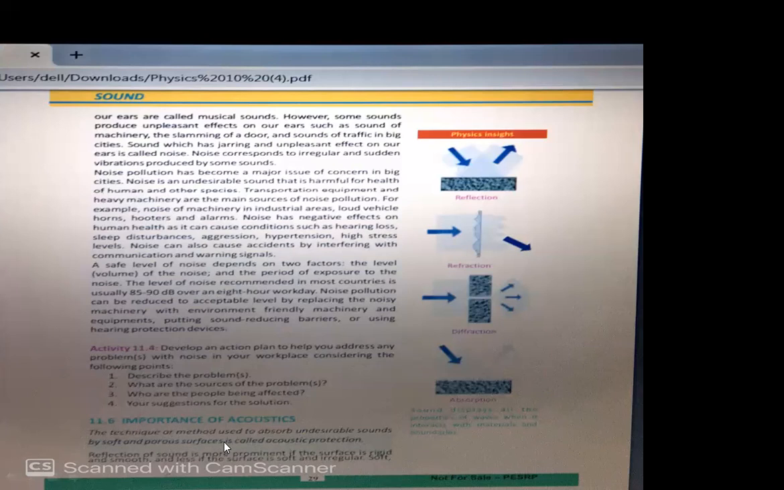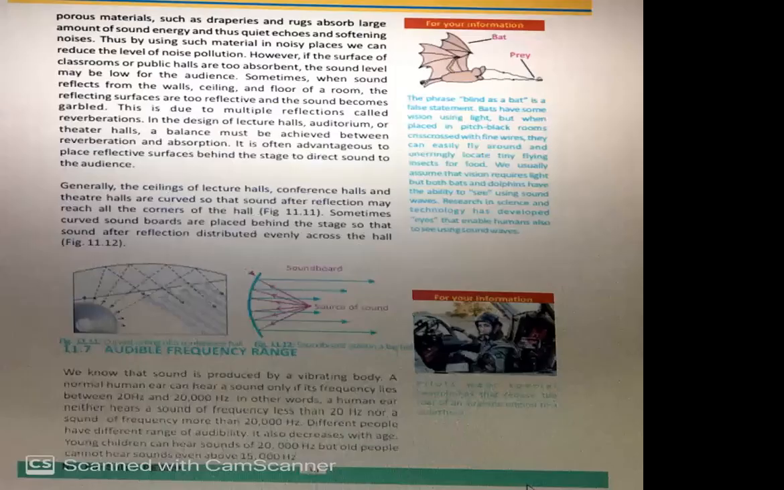This is a technique or method used to absorb undesirable sound by soft and porous material, which is called acoustic. Then we discussed how lecture halls, theaters and conference halls are designed. They are designed so that the audience can hear the voice of the actor and actress clearly, and sometimes they make the ceiling curved.